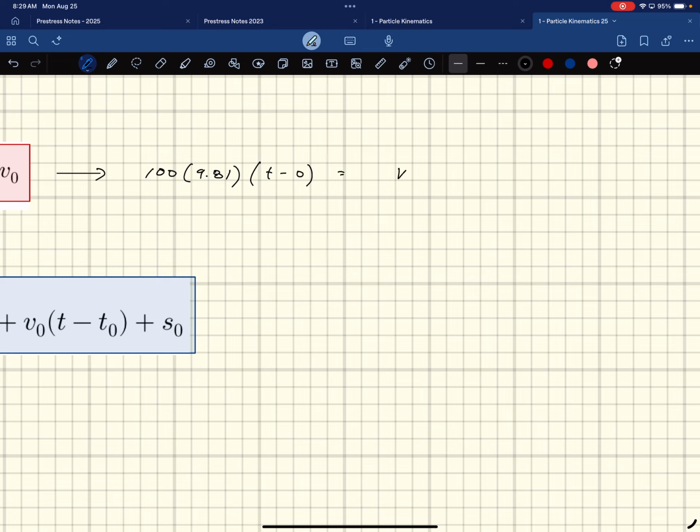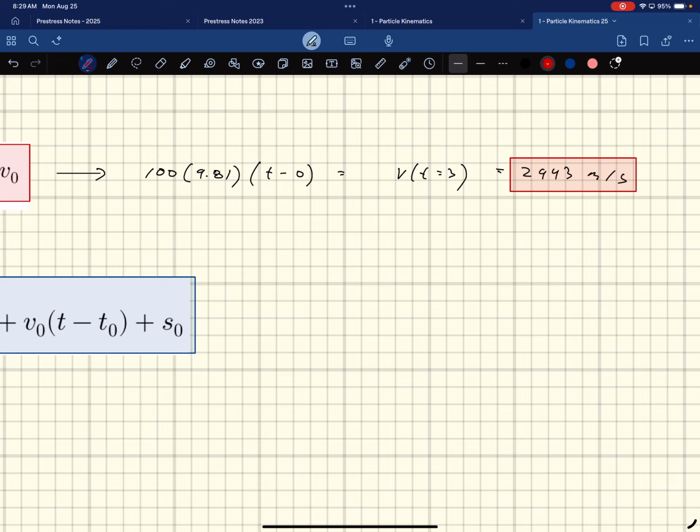So there's my velocity as a function of time equation. If I want the velocity when I hit 3 seconds, I just plug in 3 seconds into that equation, and I would get this equal to 2943 meters per second.